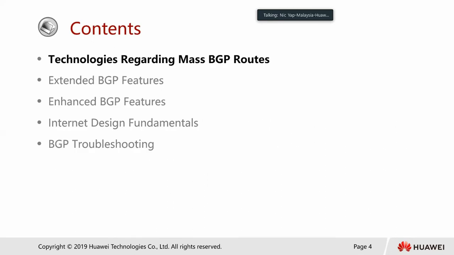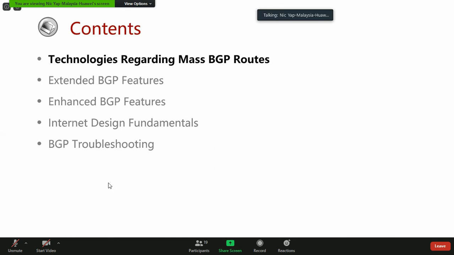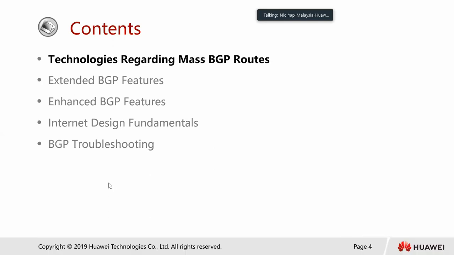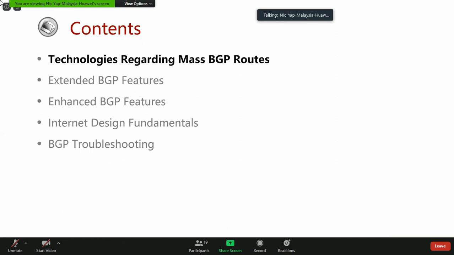Later we're going to do case 1 and case 2. So for the contents here, the technology regarding massive BGP routes: what is the technology for this? Suddenly, let's say you have a lot of BGP routes coming into your routers. How can you handle all this information? How can you efficiently manage the huge number of routing entries that come into your routers? What type of technology can we use to handle all these routing entries?